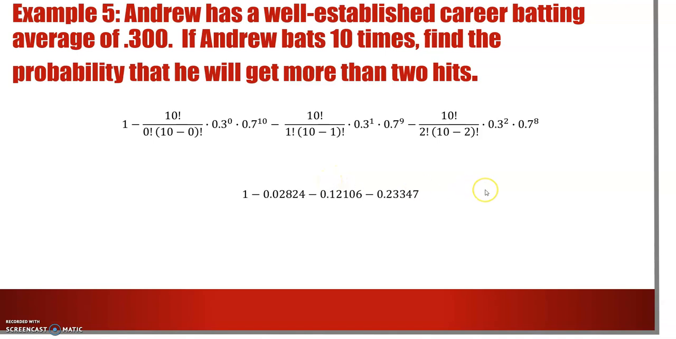Simplifying, it's 1 minus 0.02824 minus 0.12106 minus 0.23347. So the probability that he will get more than 2 hits is 0.61723. That is section 11.4, binomial probability.